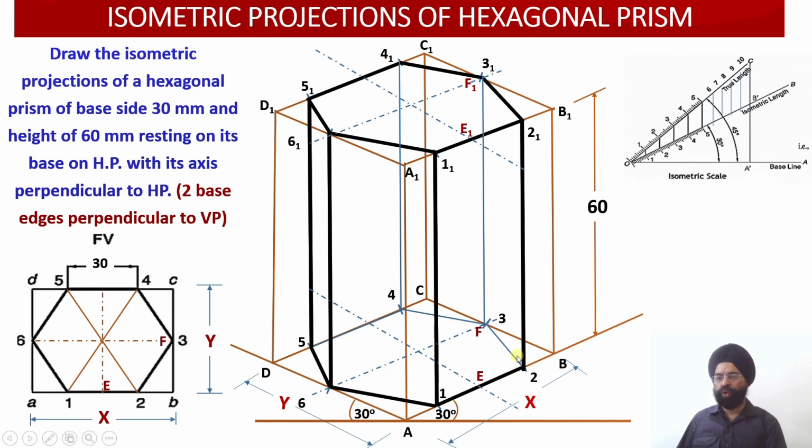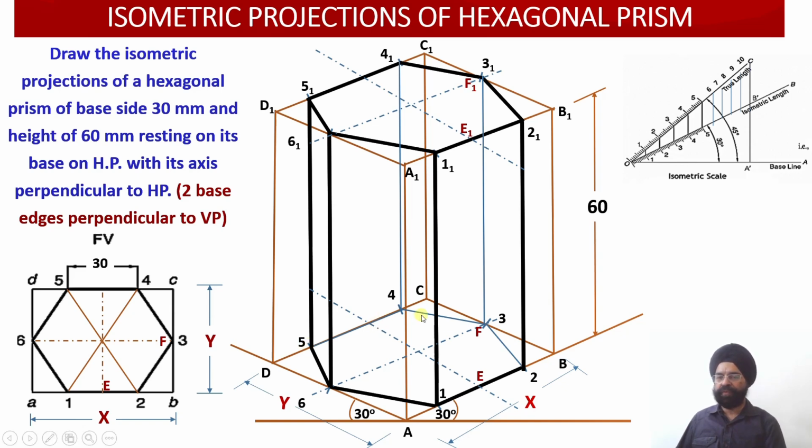But the edges 2, 3, 3, 4 and 4, 5 are also not visible. So 3 edges of the base are not visible to the observer. So we have joined them using the construction line. We cannot draw hidden lines or dotted lines over there.